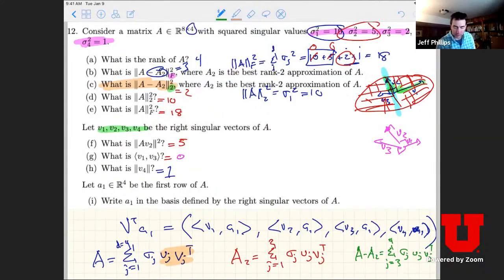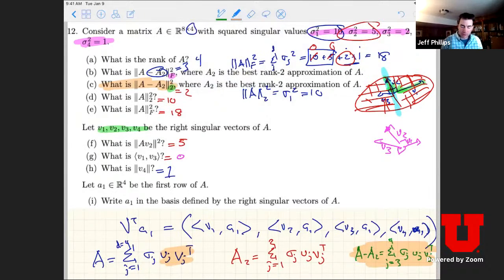Okay, so this is the entity that we're interested in talking about, right? That's A minus A2. We're looking at this entry, and it's just the sum of these two rank 1 outer product matrices, Uj Vj transpose, with j equals 3 and j equals 4. And we have their corresponding singular values, which scale them. So now these are these orthogonal components here.